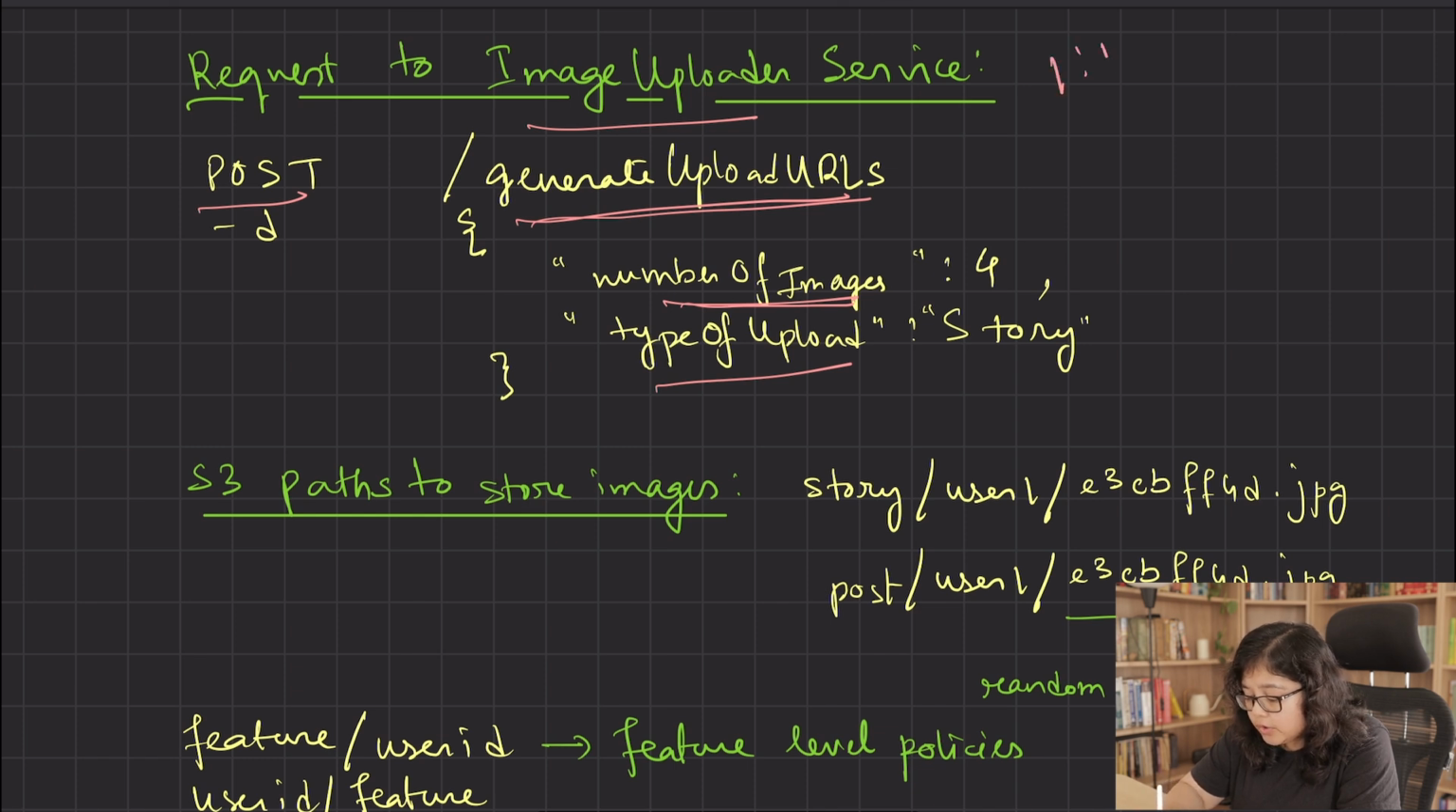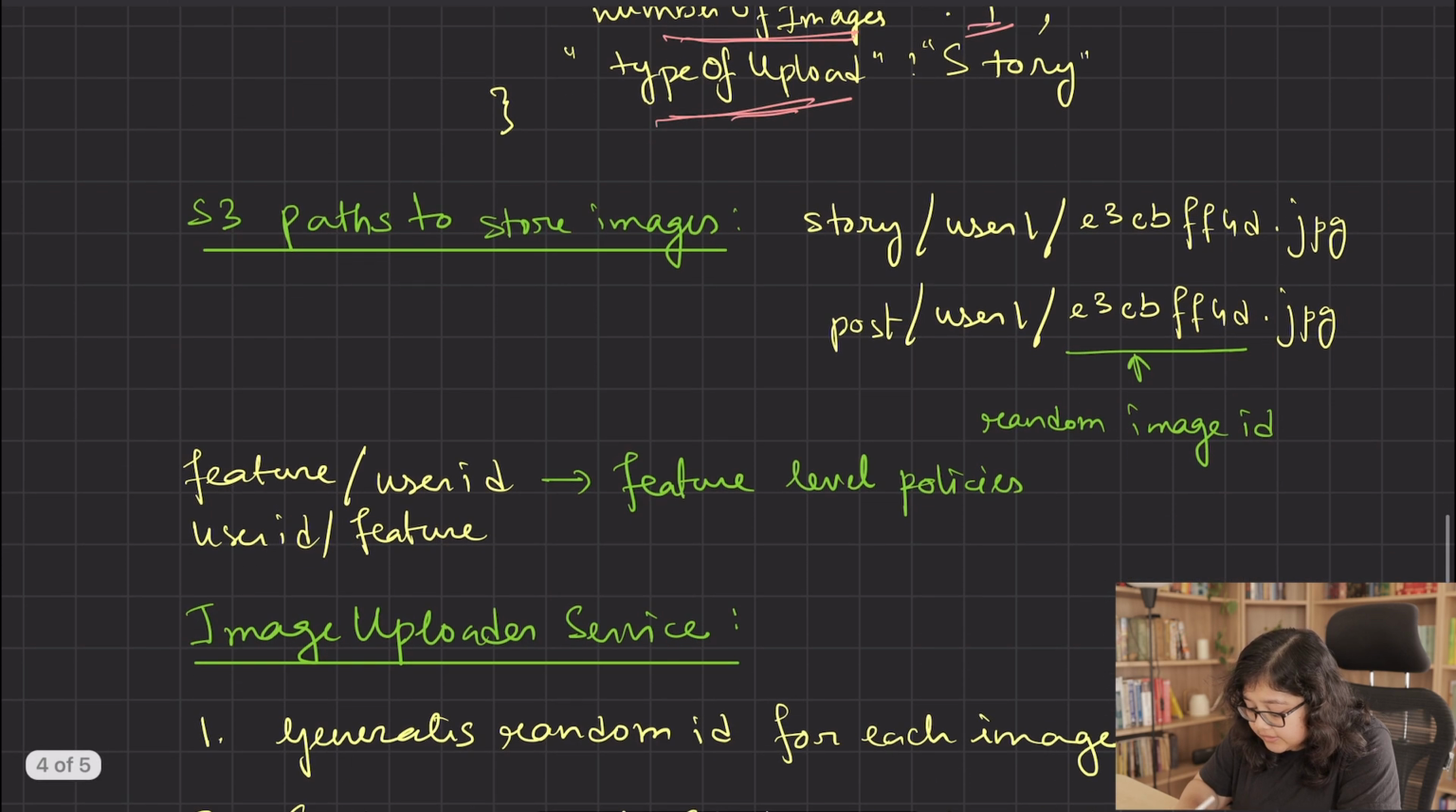Because there is a one-to-one relationship between pre-signed URL and image. So if you want to upload 4 images, in that case you have to generate 4 pre-signed URLs. Next is type of upload. This defines the storage path where the image will be stored. So if it is story, then it will be stored inside story/user1. If it is post, then it will be stored inside post/user1.